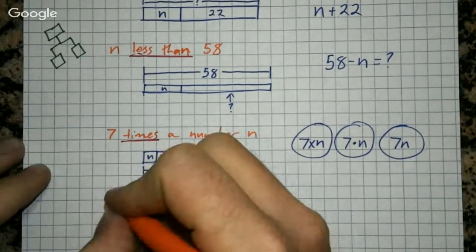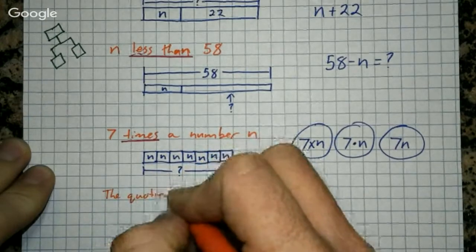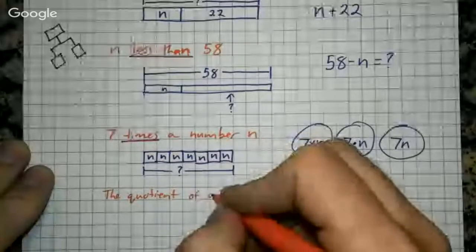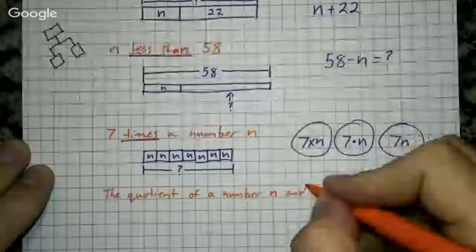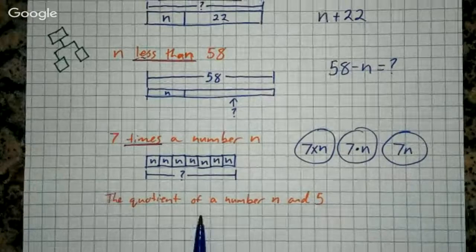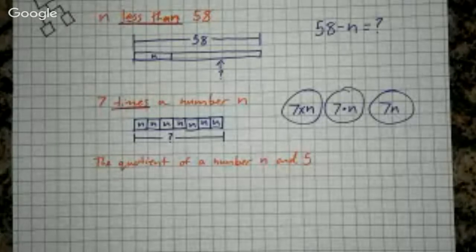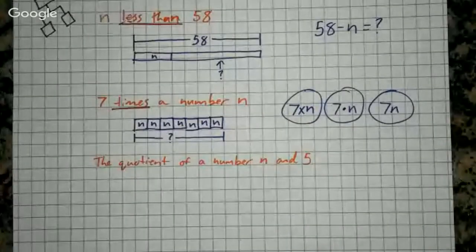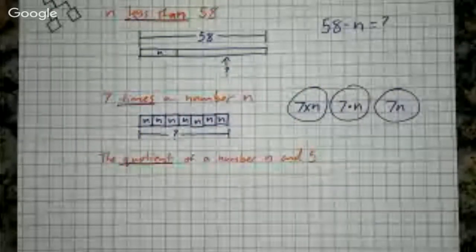On that one, we'll say the quotient of a number n and 5. So the quotient of a number n and 5. And when it says of a number n, it's just saying whatever this is. So the quotient of a number n and 5. So that means, let's think about what the word is saying here. First of all, it's saying quotient, which we should know means division. The quotient of a number n and 5.